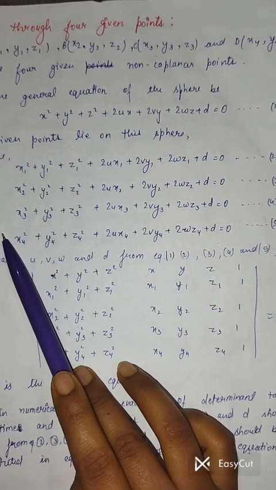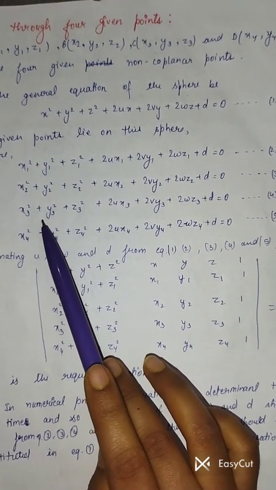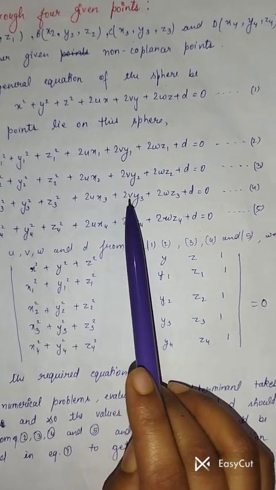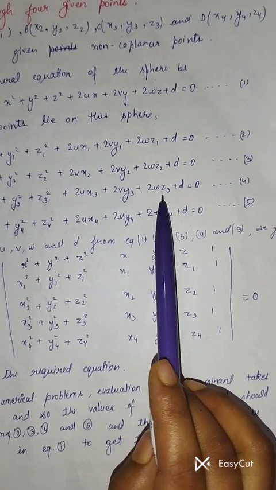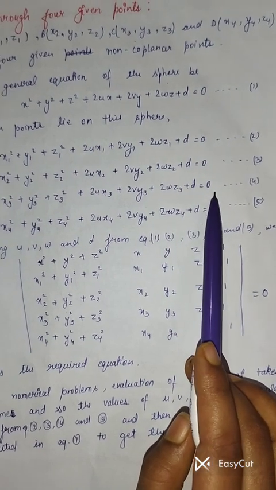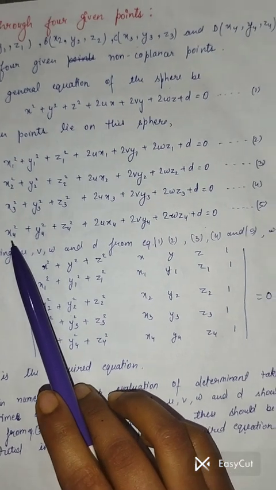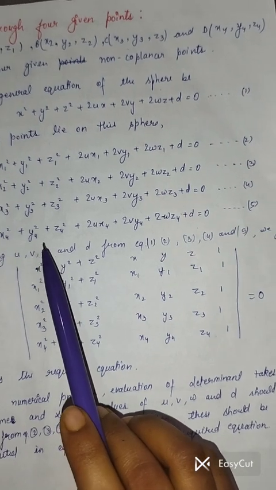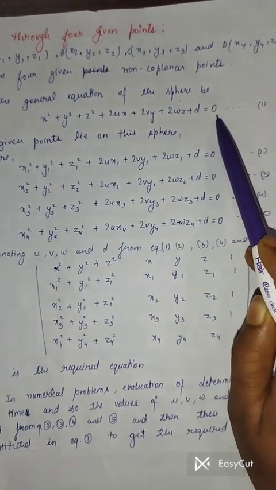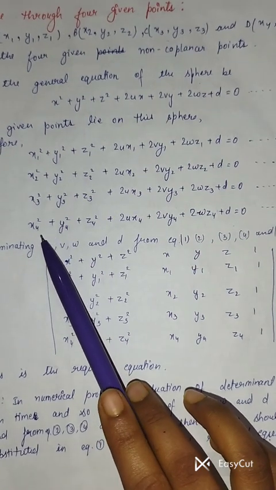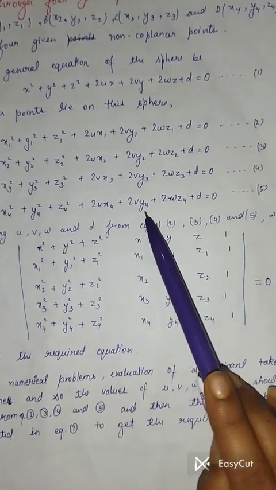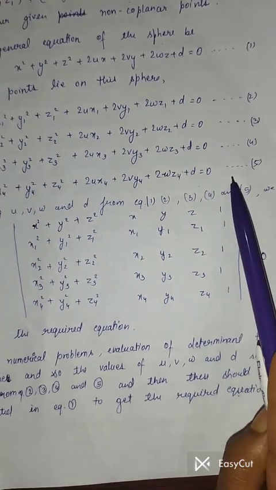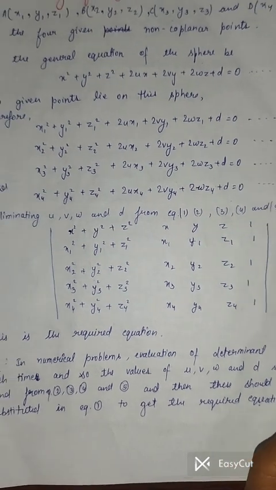And now putting the coordinates of point C, we get x3 square plus y3 square plus z3 square plus 2ux3 plus 2vy3 plus 2wz3 plus d is equal to 0. This is our equation number 4. And by putting the coordinates of D, that is x4 comma y4 comma z4 in the general equation, that is equation number 1, we get x4 square plus y4 square plus z4 square plus 2ux4 plus 2vy4 plus 2wz4 plus d is equal to 0. This is our fifth equation.